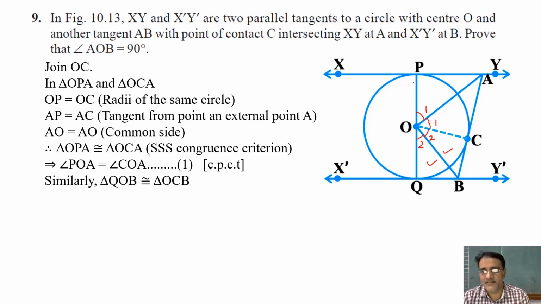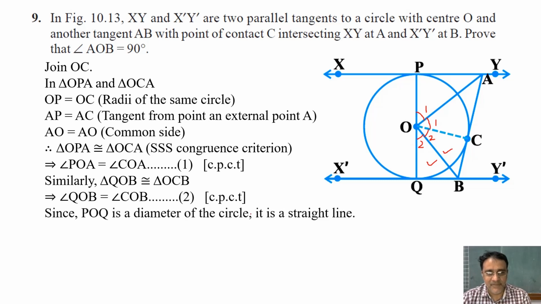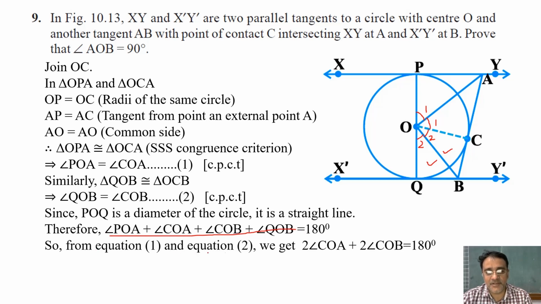180 degree. Straight line. Okay. POQ is a straight line. The sum of all these four angles is 180 degree. Clear? Now since POQ is a diameter of the circle, it is a straight line. So therefore the sum of all these angles is 180 degree. Now from equation 1 and 2 we get 2 times of COA, 2 times of COB.